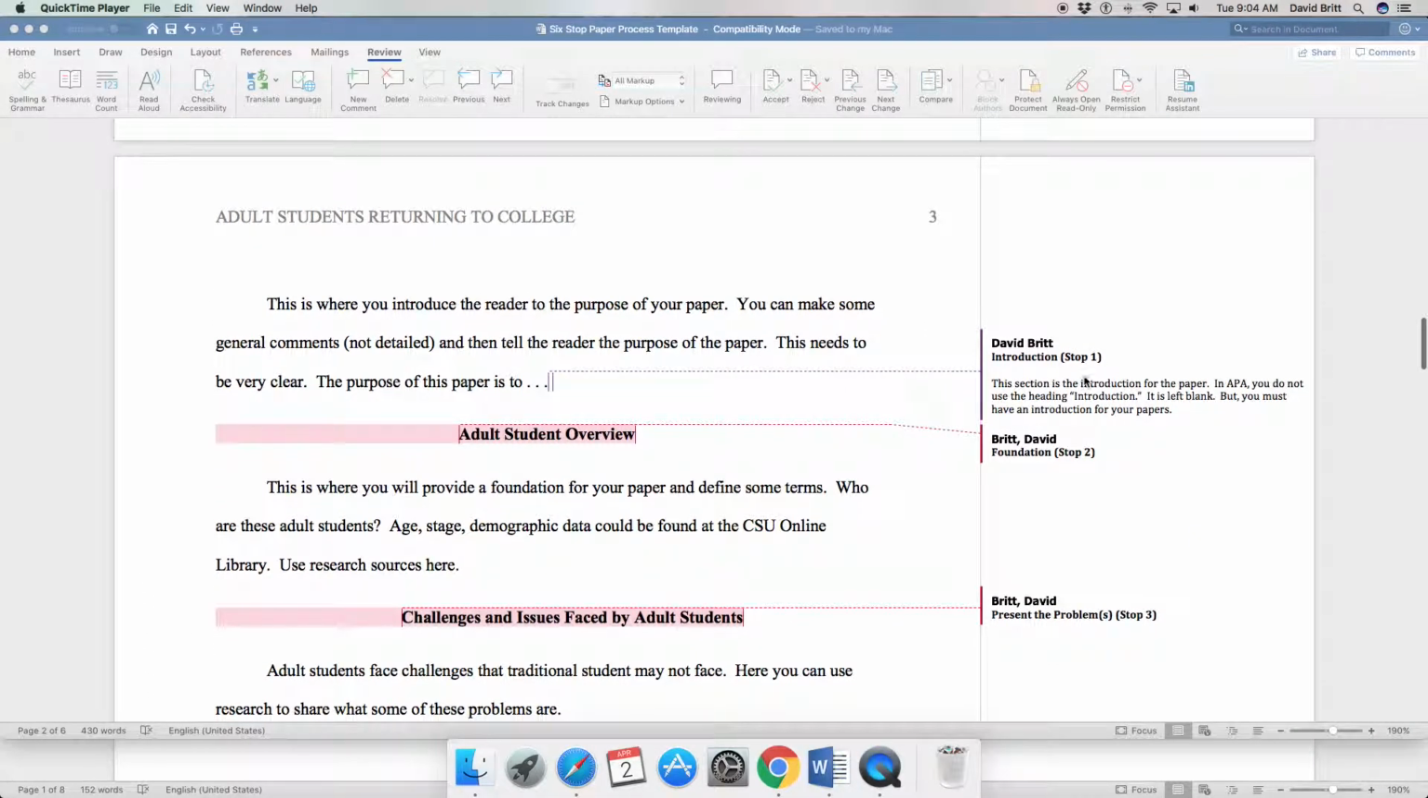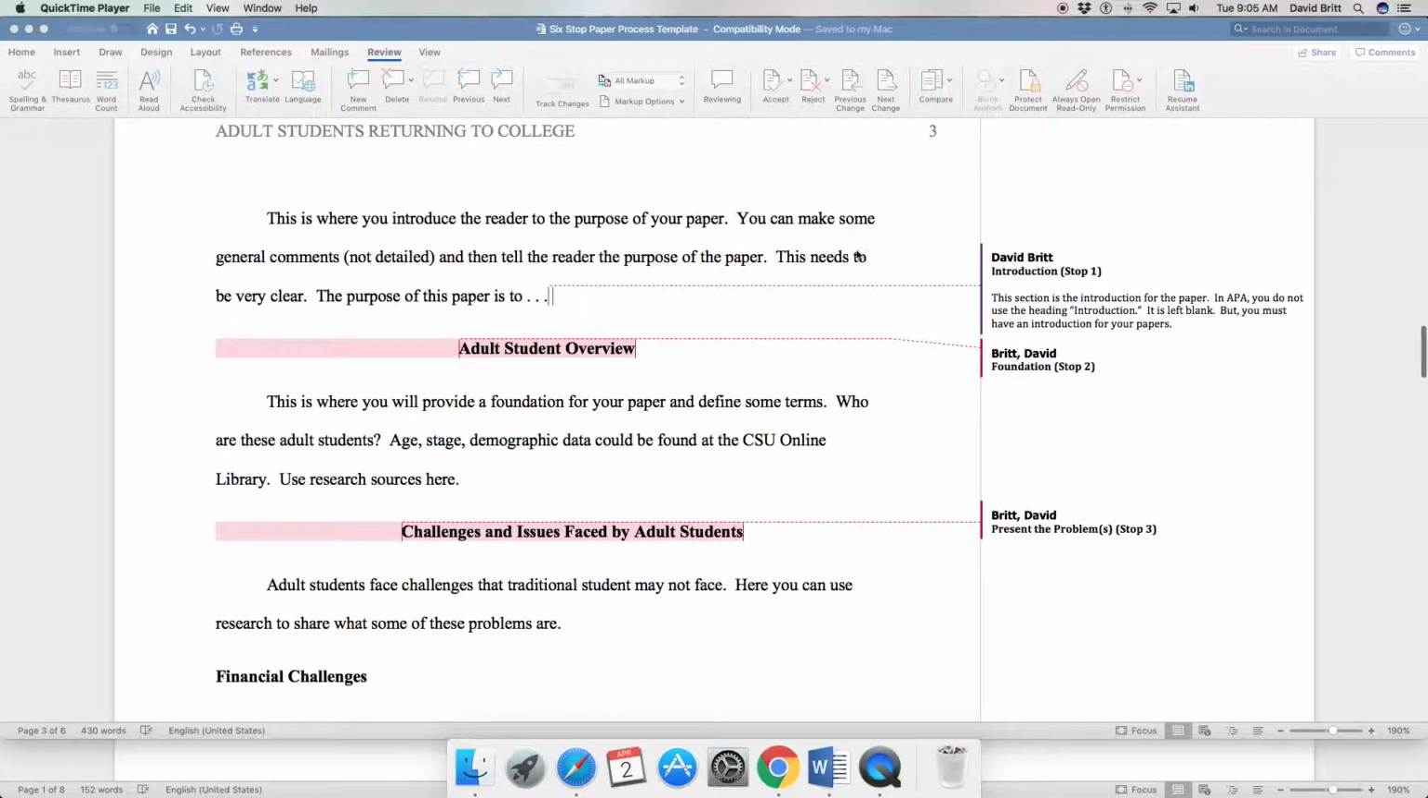The first thing that you do, which is stop one, the first stop on the six-stop process, is to introduce your paper. Now in APA, you do not use introduction as a heading. That's just one of the little quirks of APA. But this is where you're going to introduce the reader to the purpose of your paper. You make a few general comments, not detailed, because the detail comes in the body of your paper, and then you tell the reader specifically the purpose of your paper. This is where clarity steps in. This is where you say the purpose of this paper is to, and then you're very, very specific there. So that is stop one of the six-stop process.